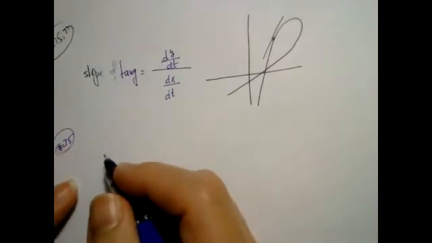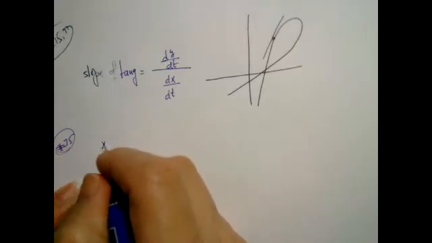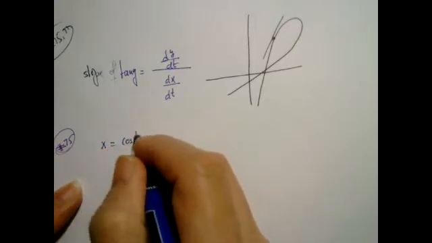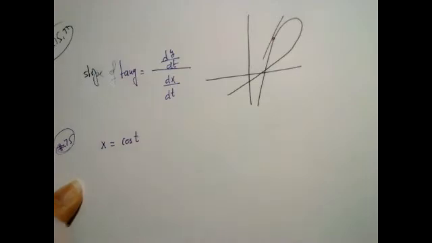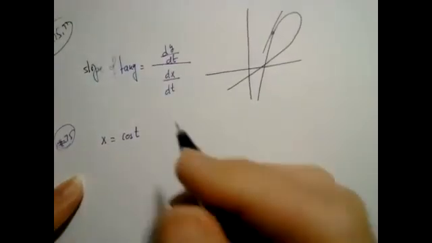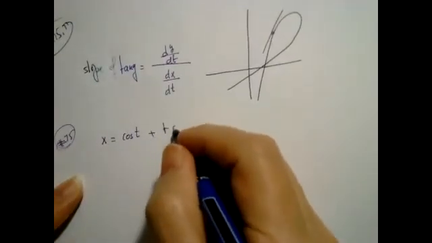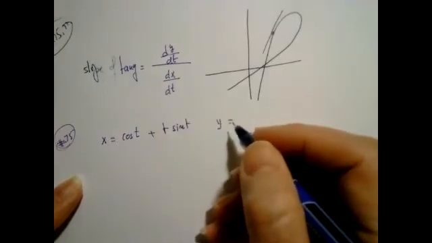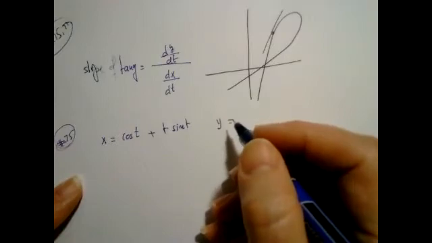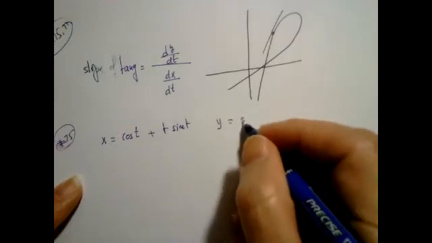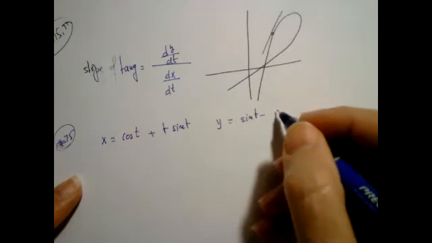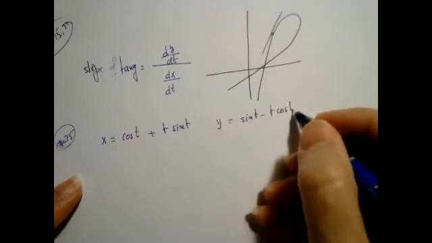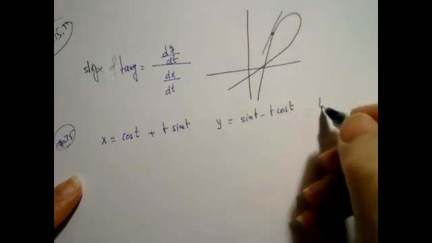So here we have the following: x equals cosine t plus t sine t, and y is sine t minus t cosine t. And t equals pi over 4.